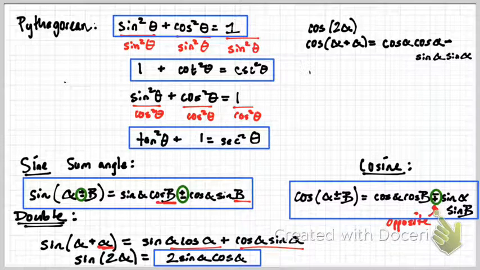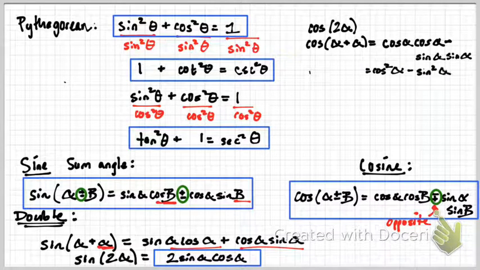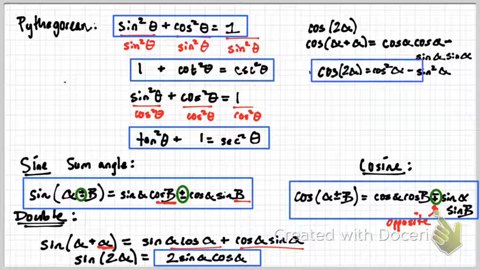This is like x times x. So we have a cosine squared. So this would be cosine squared alpha minus sine squared alpha. And there's your double angle for cosine. Let's box this one. Questions on this part? Double angle for sine, double angle for cosine.